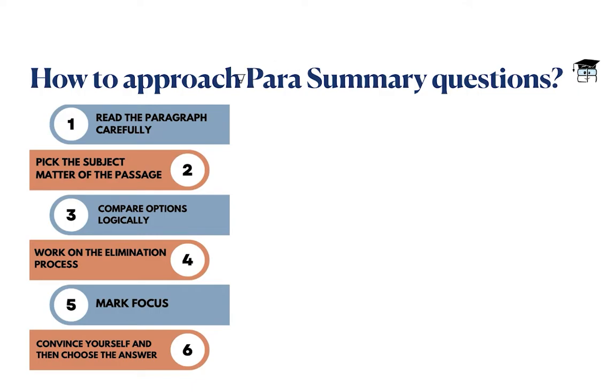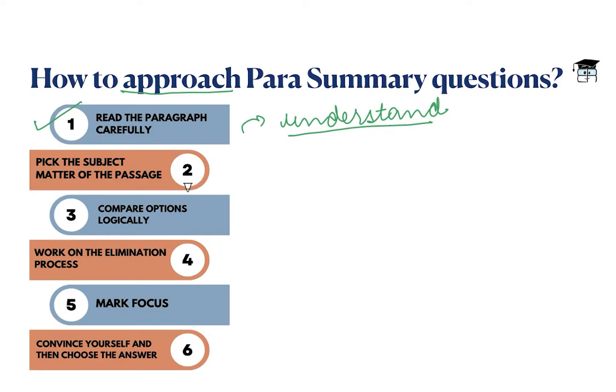Alright students, now let us start with how to approach paragraph summary questions. Now there are 4 approaches to follow. Okay, let's start with the first one. Read the paragraph carefully. You must try to understand the paragraph. If you have not understood the paragraph, the chances are that you would not be able to pick the right summary. So the first step should be understanding the paragraph carefully on your own. Read the paragraph multiple times and understand what the paragraph is talking about.